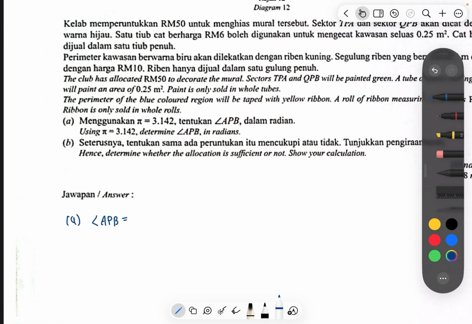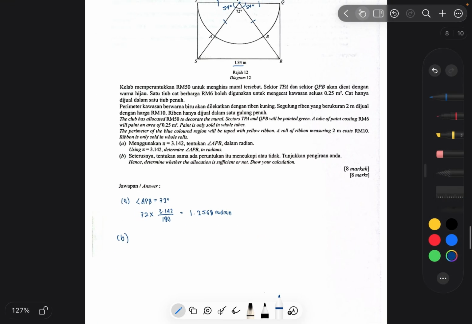APB is equal to 72 degrees, so they want it in radians: 72 times pi over 180, but they want 3.142, so 72 times 3.142 over 180 is equal to 1.2568 radians. Okay, so now part B, they want to talk about allocation.